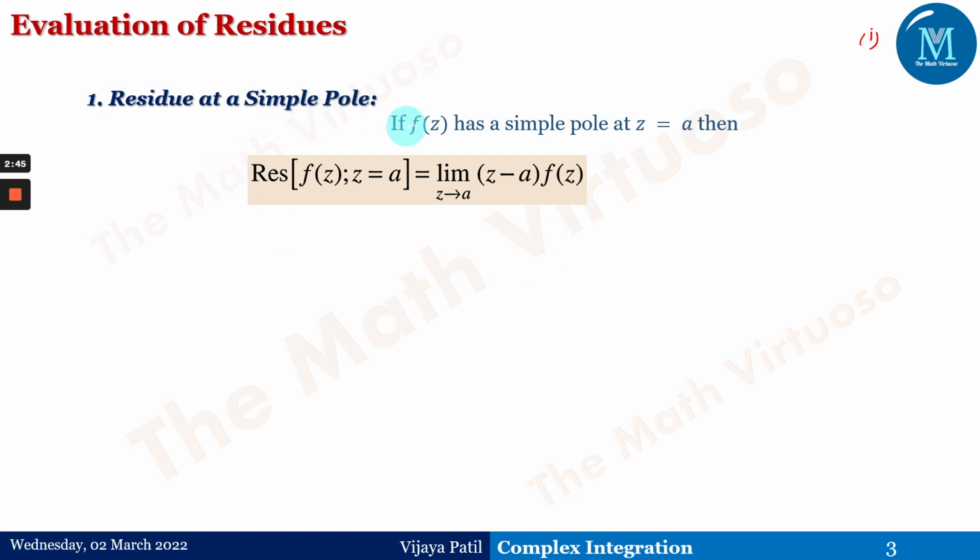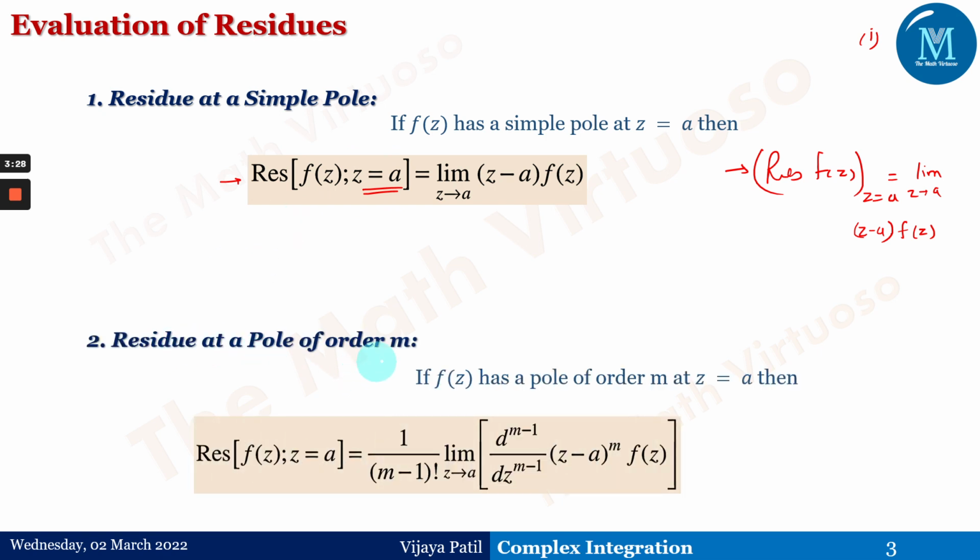Now the residue at a simple pole is nothing but this: if f of z has a simple pole at z equals a, then the residue of f of z at z equals a is the limit, z tending to a, of (z minus a) into f of z. Actually this identity you can write as residue of f of z at z equals a is equal to the limit z tending to a of the function f of z into (z minus a). This can also be written, so this is also one of the notations. We are following this particular notation, residue f of z, and this semicolon will tell you at what point you have to find the residue.